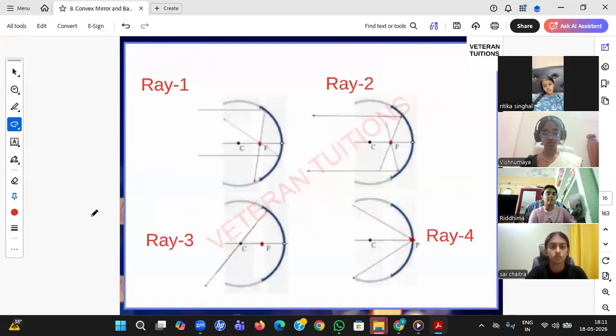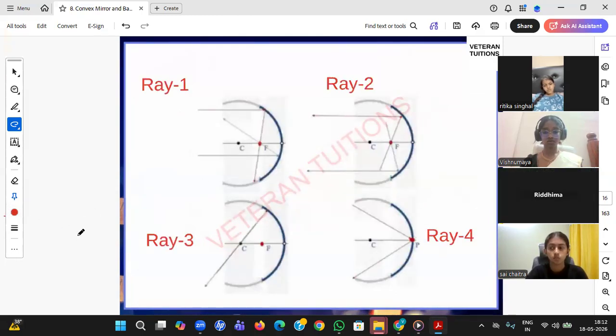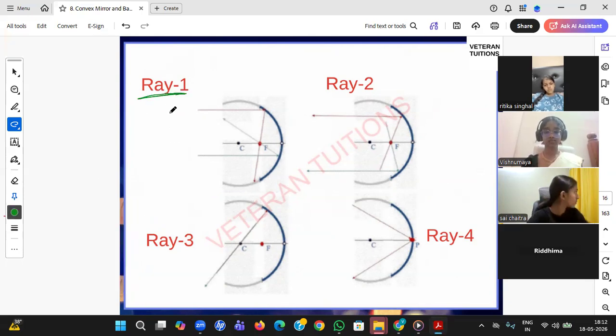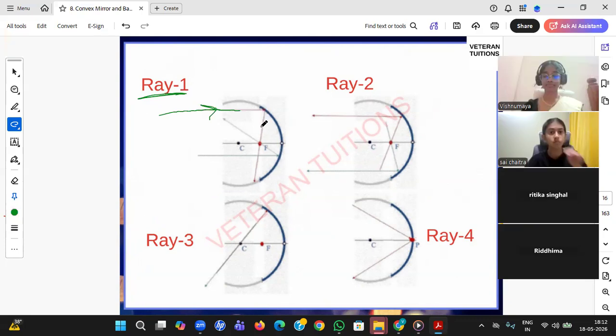Okay, students? Then we went to the very important discussion of types of rays. Four types of rays. First ray: whenever a ray is coming parallel, it should reflect through the focus. Second ray: whenever a ray is going through the focus, after reflection it travels parallel to the principal axis.